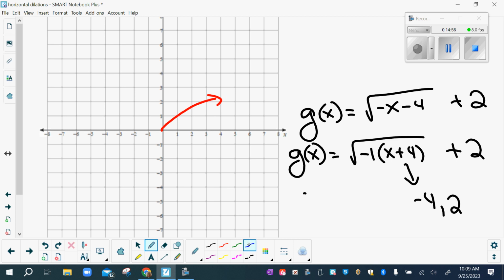Step 2, flip it this way. Step 3, take that dot and move it around. So we're going to move it 4 this way and 2 up. So 1, 2, 3, 4, 1, 2. And the other dot would have been here. 1, 2, 3, 4, 1, 2. Look at him. There he goes.